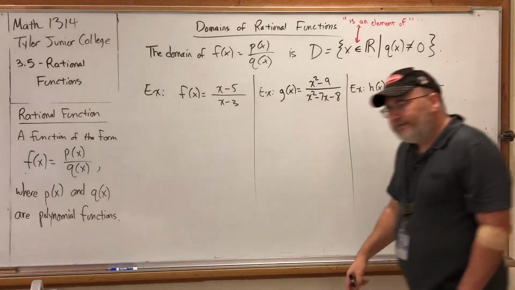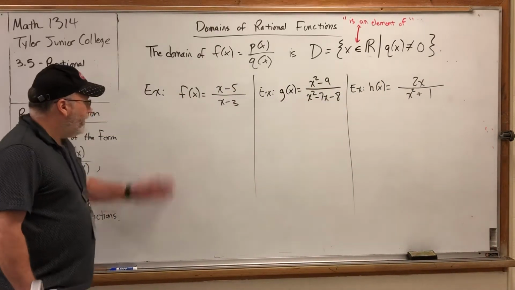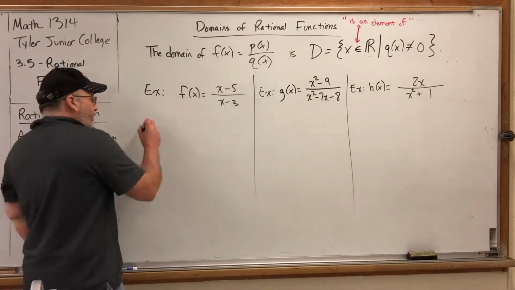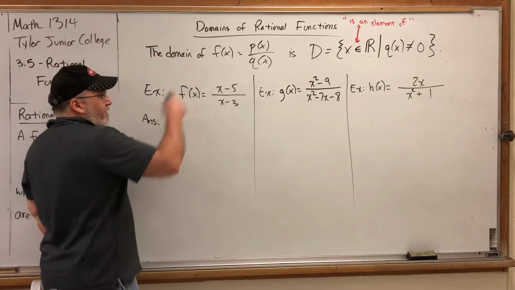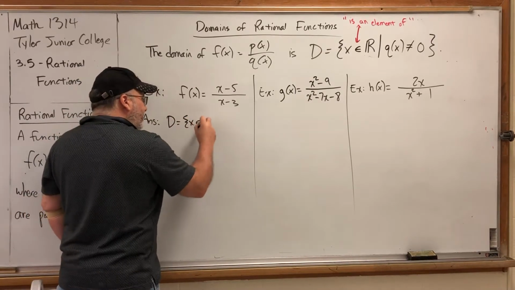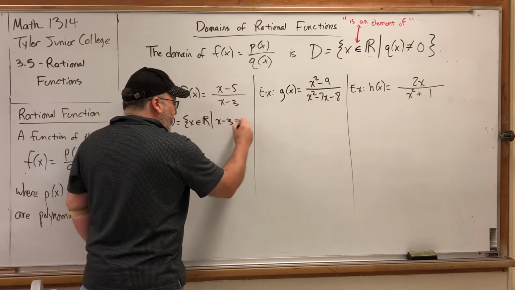So let's find them. Let's find the domains. Let's start with f of x equals x minus 5 over x minus 3. If we just use the template set up by the definition, we would say that the domain is the set of all x's in the real numbers such that x minus 3 is not equal to 0.